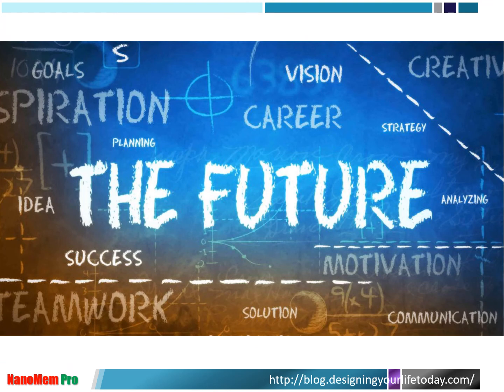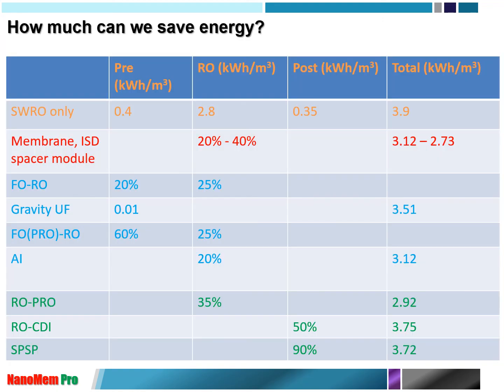And the last section is the future, which is unpredictable for reverse osmosis. So let me summarize my talk today. We discussed what the energy saving is, how much we can save. So this is the very typical RO energy consumption: pre-treatment, reverse osmosis, post-treatment, total 3.9 kilowatt hour per cubic meter.